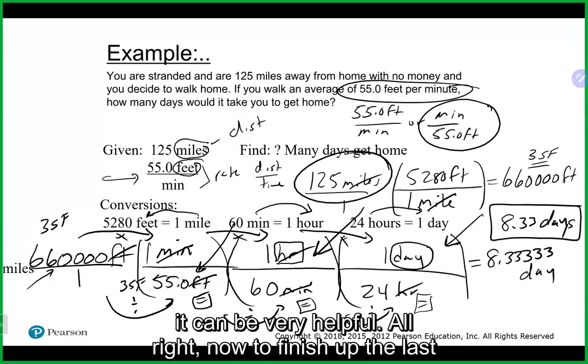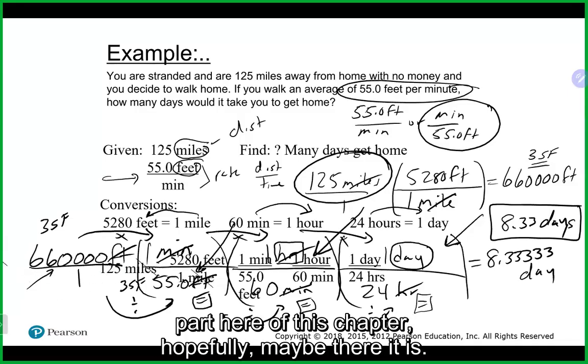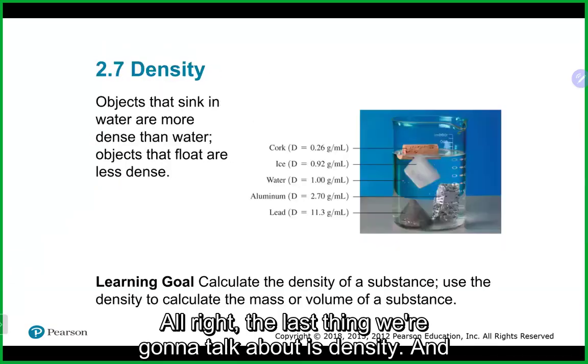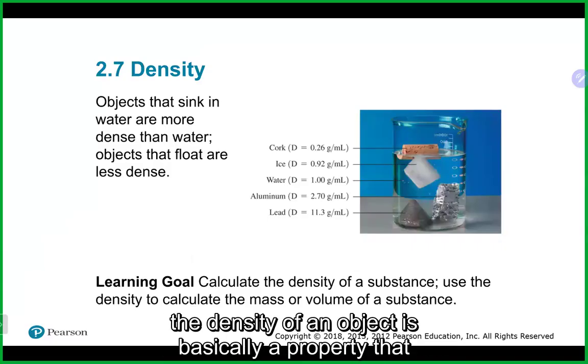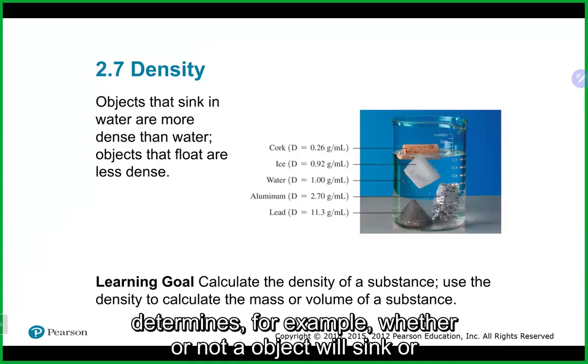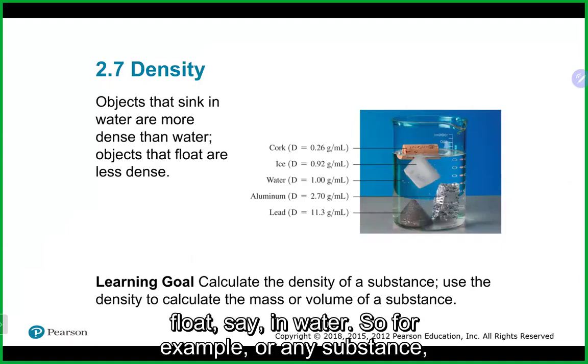All right, now to finish up the last part of this chapter. The last thing we're going to talk about is density. The density of an object is basically a property that determines, for example, whether or not an object will sink or float, say, in water.